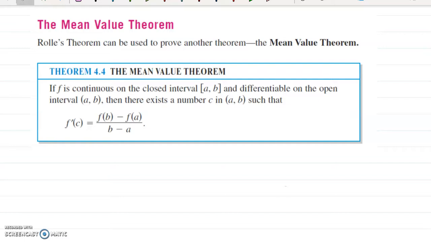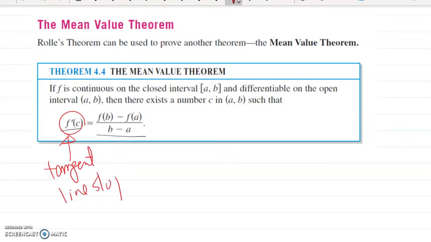If f is continuous on the closed interval [a, b] and differentiable on the open interval (a, b), then there exists a number c in (a, b) such that f'(c) equals (f(b) minus f(a)) over (b minus a). So when you look at here, this part indicates the tangent line slope, and that's the secant line slope.